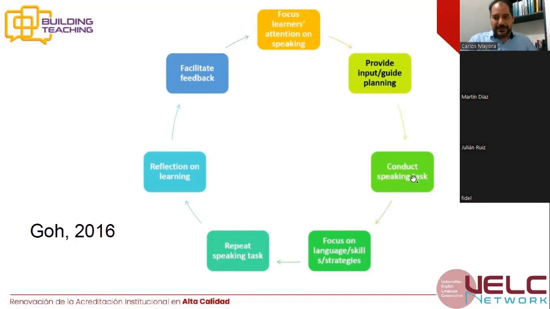Then students conduct the speaking task, where there is a dialogue, where there is a simulation, where there is a presentation. After you have followed this cycle, they actually do it. But most of the times, students do this, and that's the end of it. But that's not. After they do this, is when we focus on the language skills and the strategies and the problems they have. We give them feedback, and we can even promote students giving feedback to each other. But after the feedback, give students the opportunity to repeat or to perform again the speaking task, okay? Then you reflect on learning, and then there's another feedback cycle.